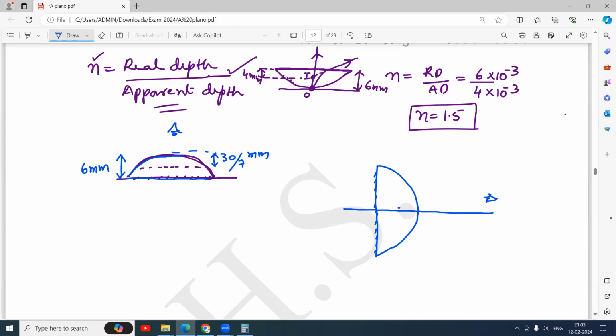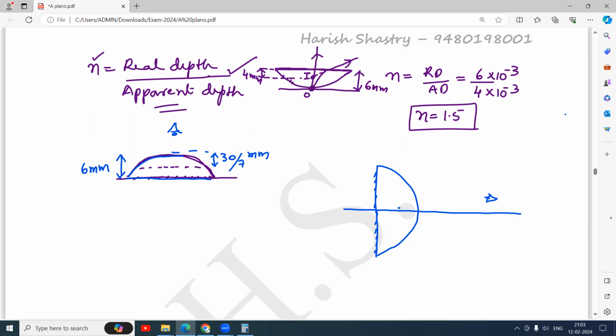Let me draw one principal axis. Suppose there is a mark here. Any ray of light passing along the principal axis passes undeviated. Another ray of light which is incident like this bends away from the normal like this, and appears to be coming from here. So this appears to be the image. This distance from the pole is 30 by 7 millimeter, and the object distance from the pole is the thickness of the lens itself, which is 6 millimeter. So an object here, which is just on the flat surface, appears to be here.